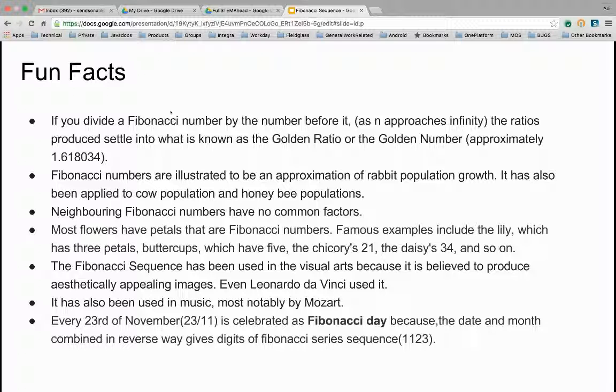It has also been used in music, most notably by Mozart. Every 23rd of November, 23/11, is celebrated as Fibonacci Day because the date and the month combined in reverse gives digits of the Fibonacci sequence, 1, 1, 2, 3. That's really cool. Maybe we should all celebrate Fibonacci Day.